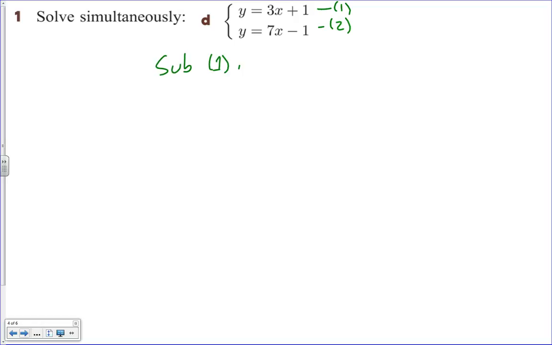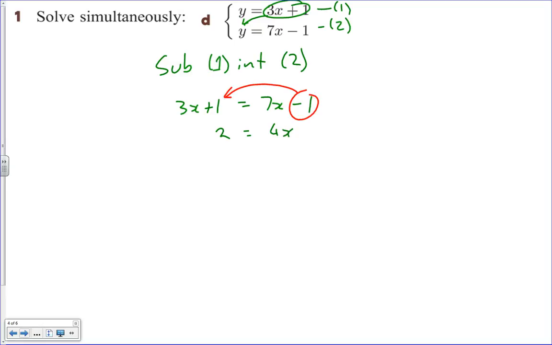1 into 2. So that means this bit substitutes into there. So we're going to get 3x plus 1 equals 7x take 1. So if we rearrange, it's going to be 2 equals 4x. What I've done there is I've taken the negative 1 over that side, so added 1. And I've taken the positive 3x over that side, so it becomes take 3x. So 7x take 3x is 4x. So therefore I've got x equals a half.